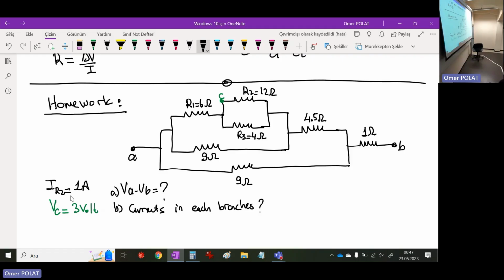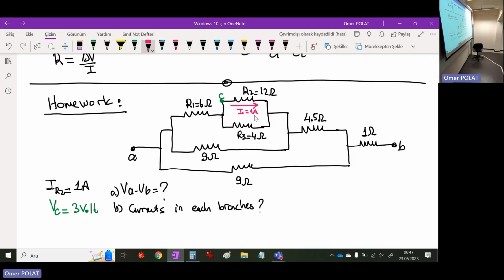So homework says that current on this resistor is 1 ampere. Actually, I forgot to give you the direction of the current. This is important in that question, so I should give you in which direction current flows. Now I will add the direction of the current. So this is the direction. Current flows from C to the other point, which we can label, for example, D. So this is the rightward direction. We have current is 1.